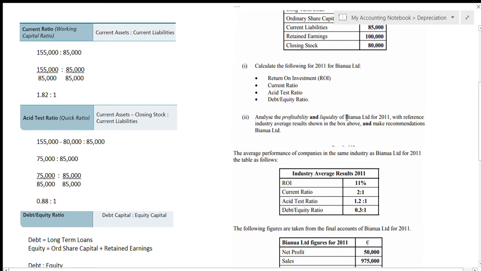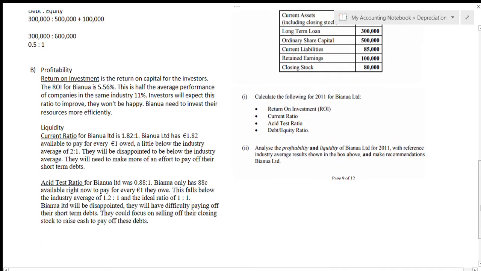The profitability and liquidity analysis may seem like there's a whole lot going on. You don't need to learn it off. All I've done is just said, okay, so this is what the ratio means: return for capital for investors, money available to pay off short-term debts. So I've explained what they mean. I've said what our answer was for that ratio, and I've said what it means.